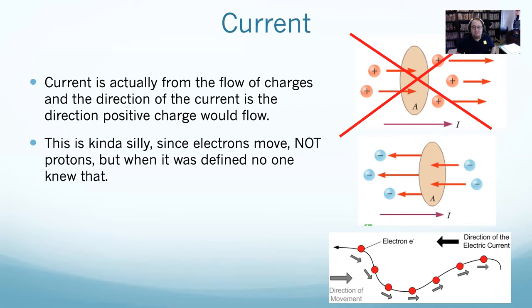Benjamin Franklin decided what was positive and what was negative. He didn't have any reason to know which was right, and just arbitrarily picked, and picked it backwards. And so whenever you say current is going one way, that means electrons are moving the opposite direction. And the magnitude of the current, the amperage, will just be how much charge passed through in that time period.